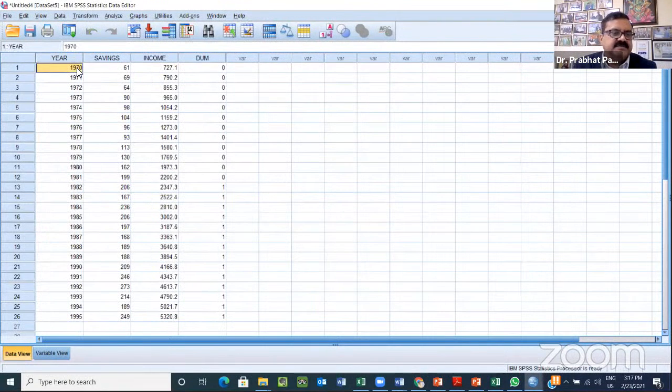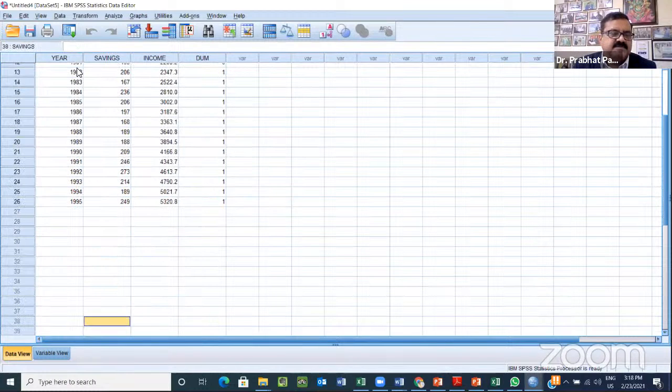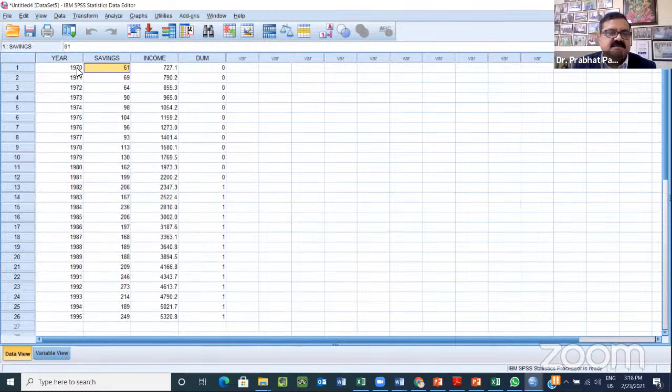You have the data of year, then you have the data for savings, right? So these are the savings in the country, and then you have the income data. Now the problem that I am taking up is that there is some kind of difference I can observe in the saving pattern in the country. Like there was a cutoff year after which, or an event after which, things have changed.